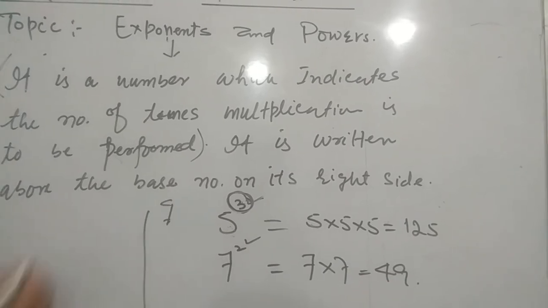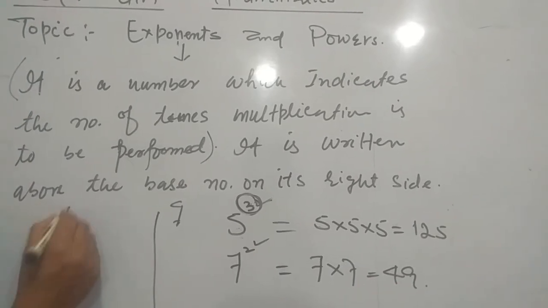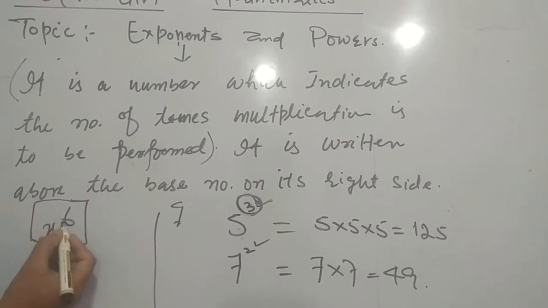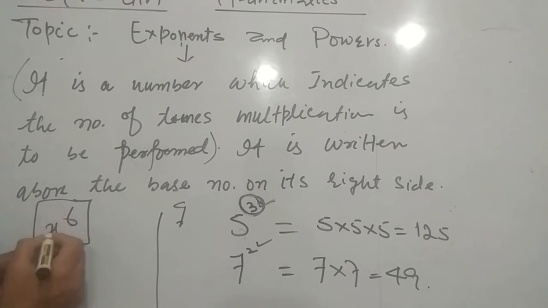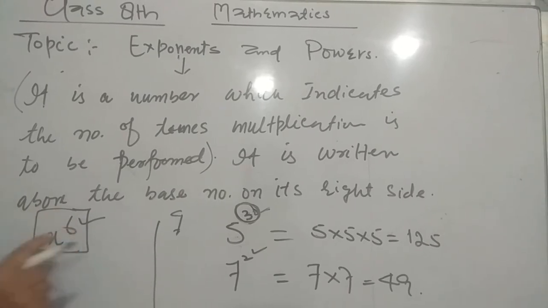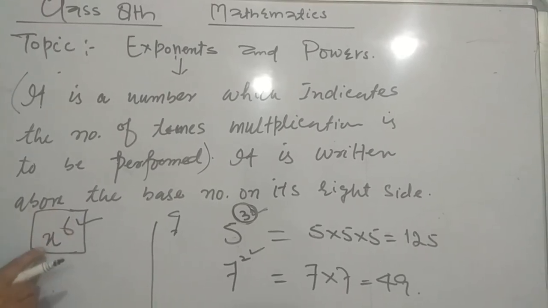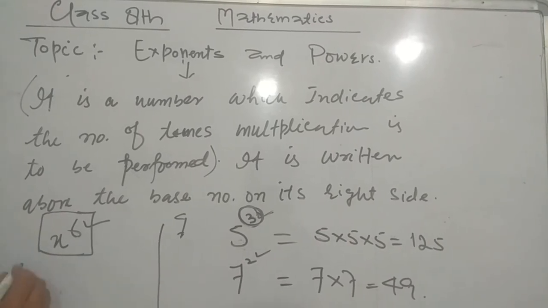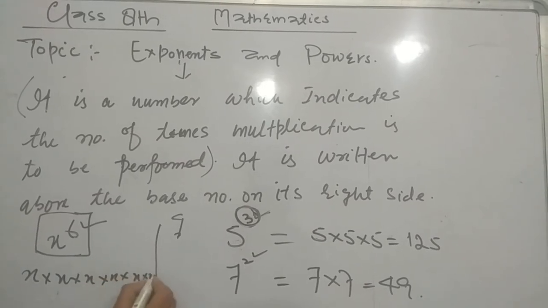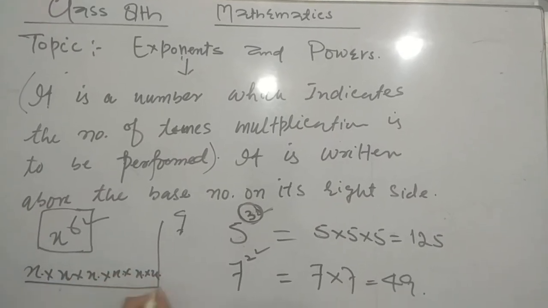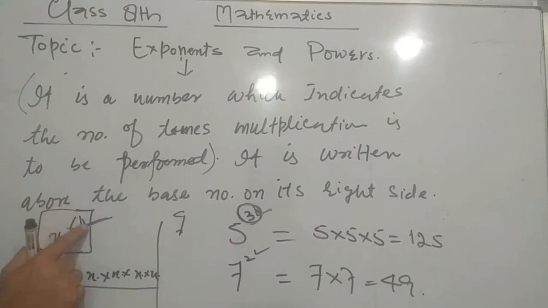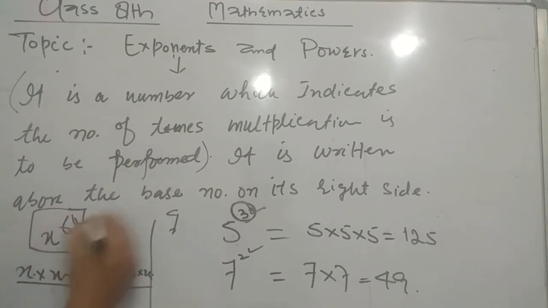Next example dear students, here x raised to power 6. Here in this exponential form, x is the base and 6, which is written above the base on its right side, is called the power. This 6 indicates that x, the base, is multiplied 6 times, which can be written as x into x into x into x into x into x. 1 2 3 4 5 6. Therefore x is multiplied 6 times. Here 6 is the power which indicates the number of times the multiplication is to be performed.